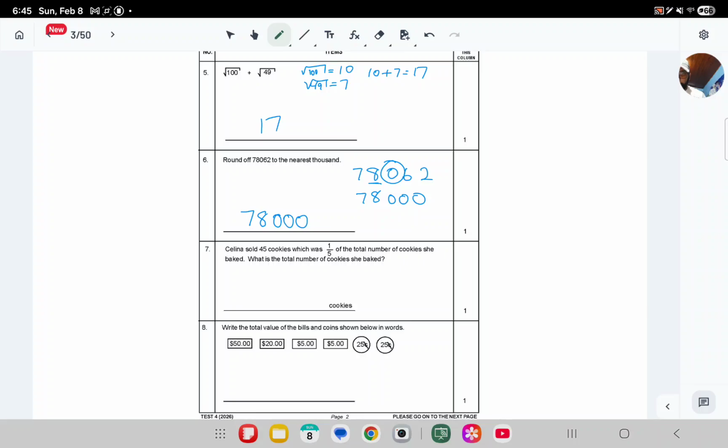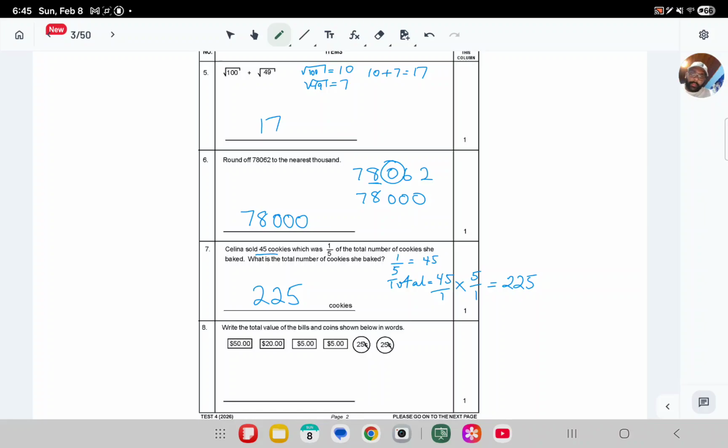Number 7, Selena sold 45 cookies, which was 1/5 of the total number of cookies she baked. What is the total number of cookies she baked? So we know a fraction 1/5, and we know the quantity that is equal to, which is 45. So to find the total, we take the quantity given and multiply by the invert of the fraction. So when you invert 1/5, you get 5 over 1. Alright, so we got 225 cookies.